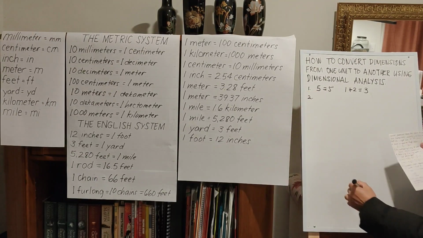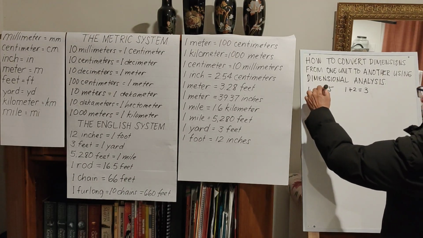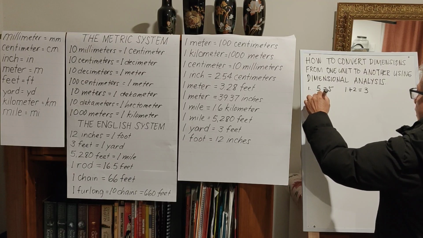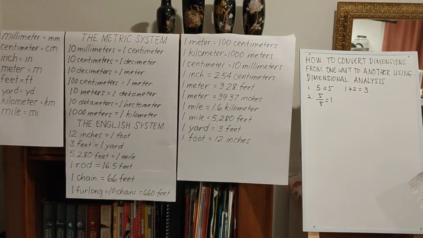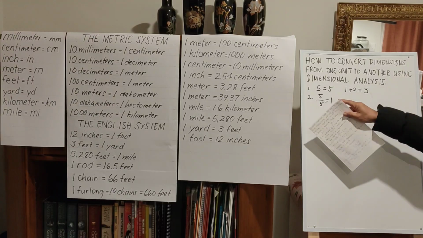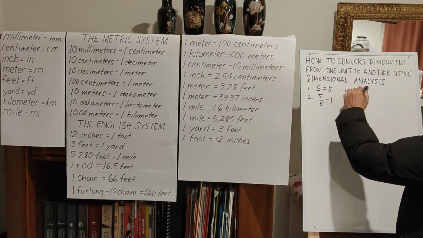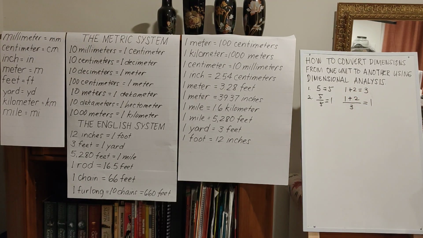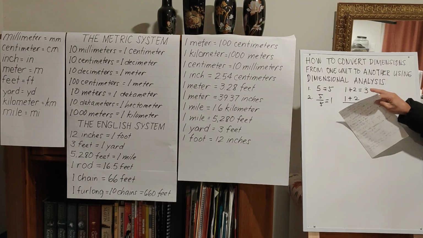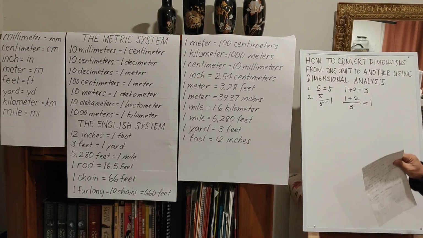Second rule is if you divide a number by itself, the answer is 1. Like for example, 5 divided by 5 is equal to 1. So if you divide a number that is equal to itself, for example, 1 plus 2 divided by 3 is still equal to 1. So if it's equal, you can make it into a fraction and that will be equal to 1.